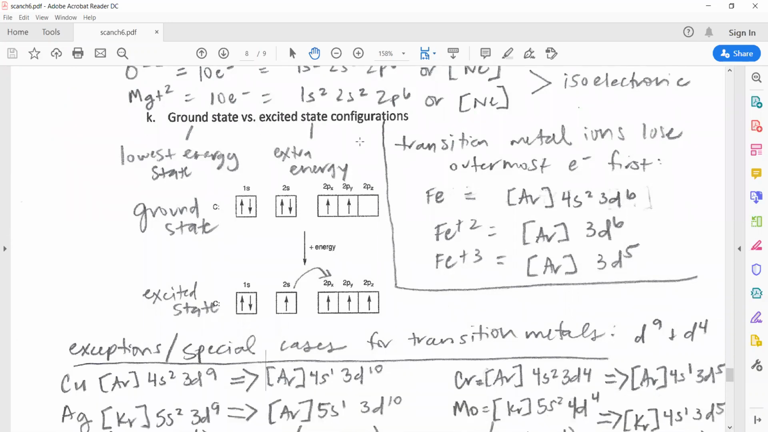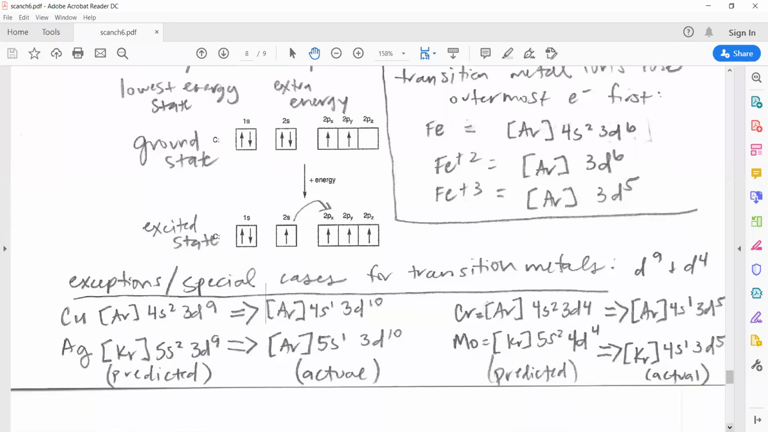Ground state versus excited state. Ground state means that an atom is in its lowest energy state, its most stable state. Excited state means an atom has been given extra energy. The way you can tell a difference here is the ground state follows our rules. It fills up in the manner that you expect, whereas excited state is when some electron has jumped out to a higher level or a different orbital. You see how this one down here does not follow our traditional rules. 1 electron has been hopped up to a p orbital. So this would be the ground state. That's what we can predict. Excited state is when electrons have jumped up.